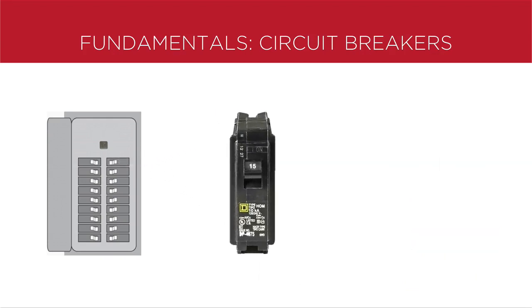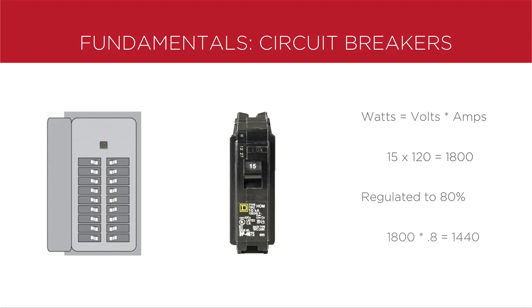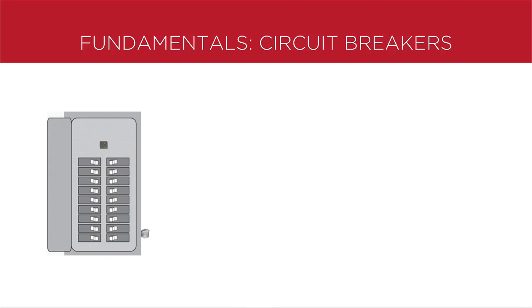Basic math for your circuit breakers: watts equals volts times amps. If you have a 15 amp circuit breaker at 120 volts, 15 times 120 is 1800 total watts capacity. However, circuit breakers are regulated to a capacity of 80%. 1800 total watts times 80% is 1440 allowed watts. Maximum wattage capacity should not exceed 1440 watts.